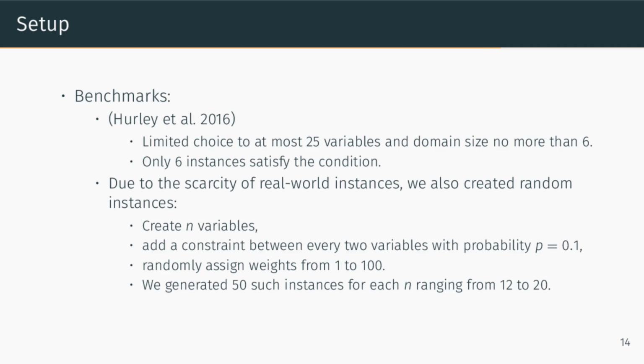Because there are so few instances that would satisfy the condition, we also created random instances. So we add n variables and add a constraint between every 2 variables with some probability, and we randomly assign weights from 1 to 100 in each of the constraint tables. And we range n from 12 to 20 to generate more instances.